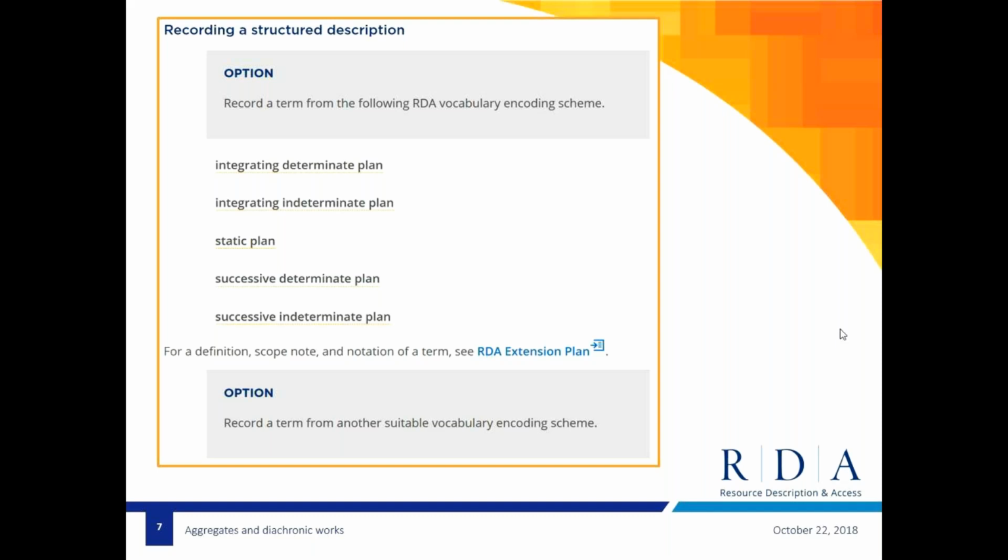A static plan means it's not diachronic. We're not intending to change the content. A successive determinate would be a monograph that's split up, a serialization of a monograph, like the Sherlock Holmes stories or the Pickwick Papers, the Dickens stories, which were originally published as diachronic works. And we have successive indeterminate plans, and that's a typical serial. It's never ending.